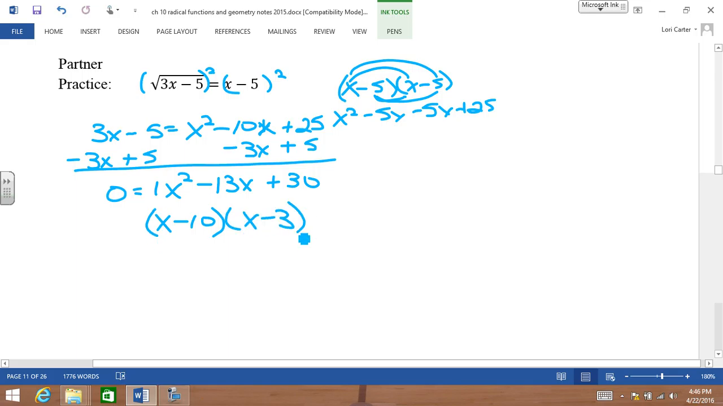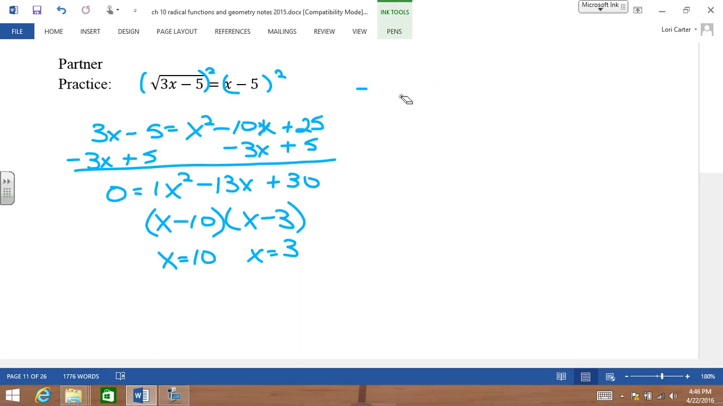You could have done the funnel method here or the quadratic formula. All are acceptable. So we have x equals 10 and x equals 3. Now we must check both of those solutions. So let's start by plugging 10 into the original problem. I'm going to erase our FOIL up here so we have room.